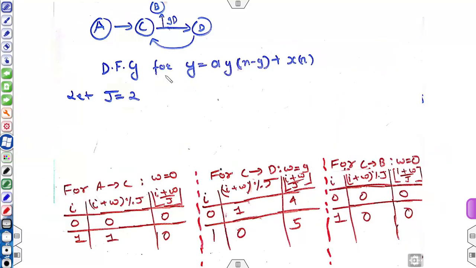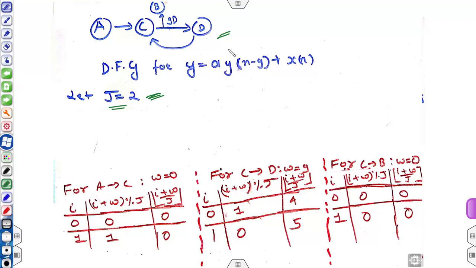So the DFG for the equation y of n equals a of y of n minus 9 plus x of n is shown at this point, and we have to unfold it 2 times, so j is equal to 2. Okay, so in this circuit node A and B are input and output nodes respectively, and node C is an adder node and node D is a multiplier node. So to unfold this DFG by unfolding factor 2, you have to draw the 8 nodes, that is AI, BI, CI and DI for I equal to 0 and 1.